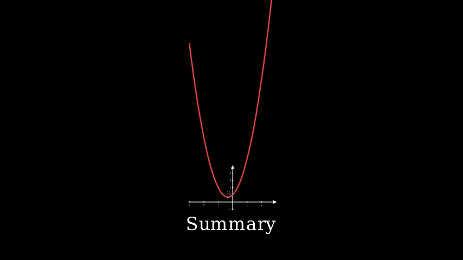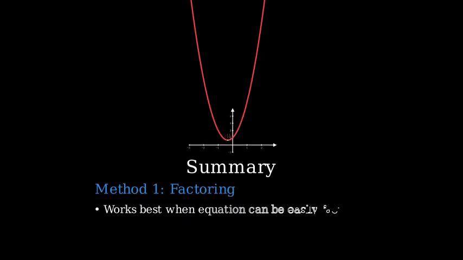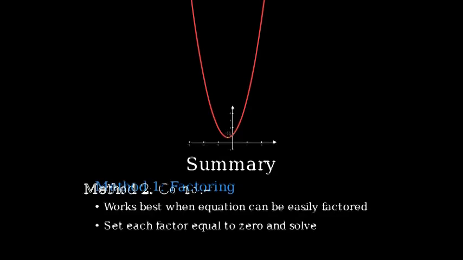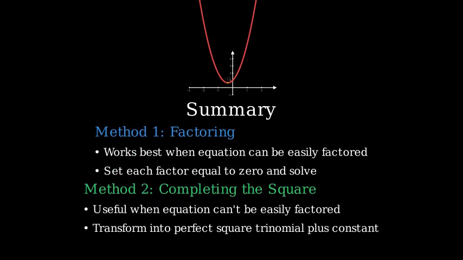Let's summarize the 3 methods we've learned for solving quadratic equations. Method 1. Factoring works best when the quadratic equation can be easily factored into binomials. We set each factor equal to 0 and solve. Method 2. Completing the square is useful when the equation can't be easily factored.